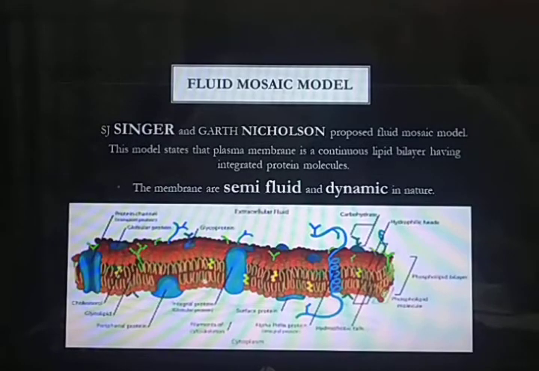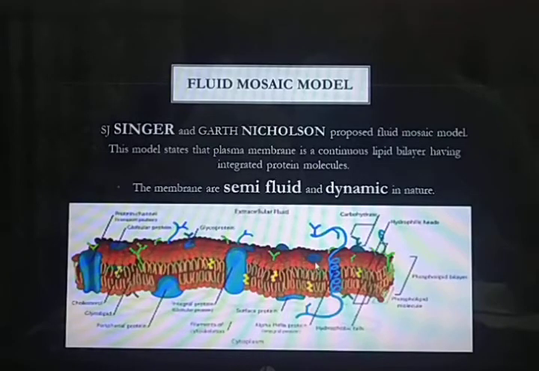So this is a continuous lipid bilayer having integrated proteins. These blue structures are the proteins. You can see here, in here also this protein is here. This protein is embedded inside the lipid layer. That's why it is called integrated protein molecules. These lipids and proteins help in the transportation of material from inside to outside of the plasma membrane. And other than the protein and lipid, cholesterol and polysaccharides are also there that help to give the energy to the plasma membrane to do all this work.